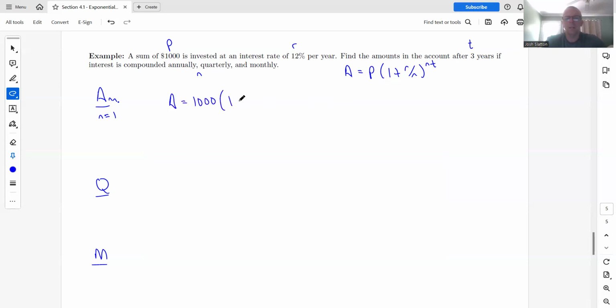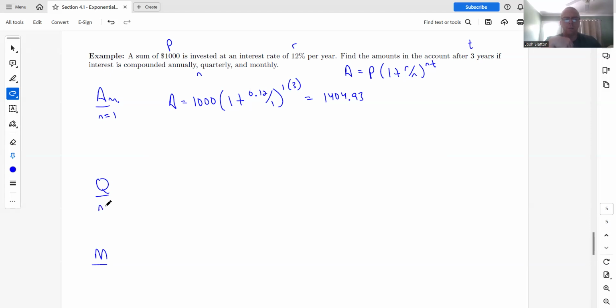P is 1,000. R is 0.12. N is, in this case, going to be 1. And then 1 times T is 3. And so let's see what we get. You can do this all at once in a graphing calculator. On a scientific calculator, it kind of depends how much you can type all together, but you should get this. Maybe on a scientific calculator, maybe just try to do this, raise it to the exponent, and then multiply the answer times 1,000.